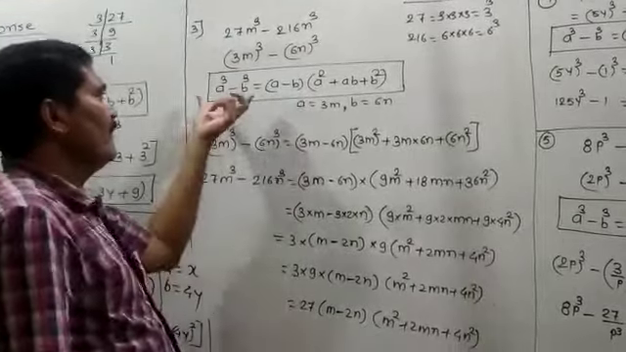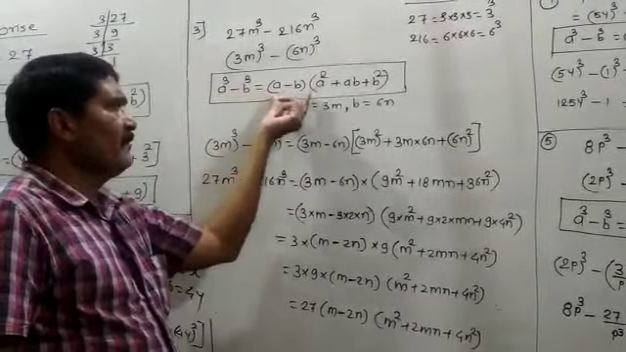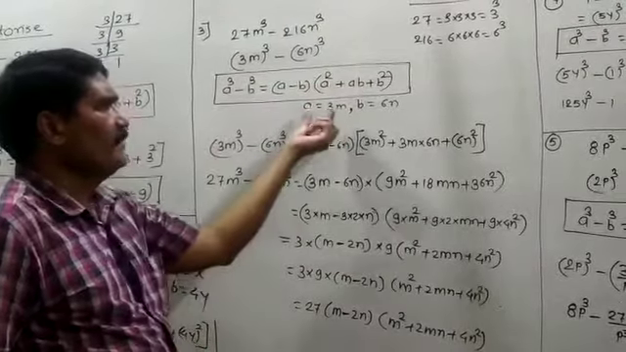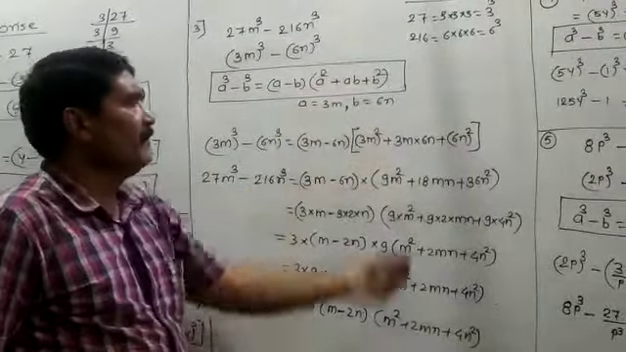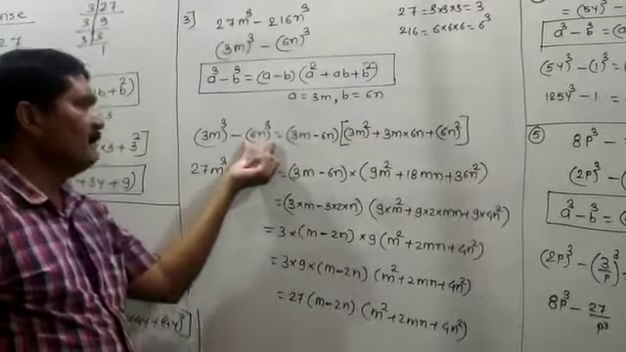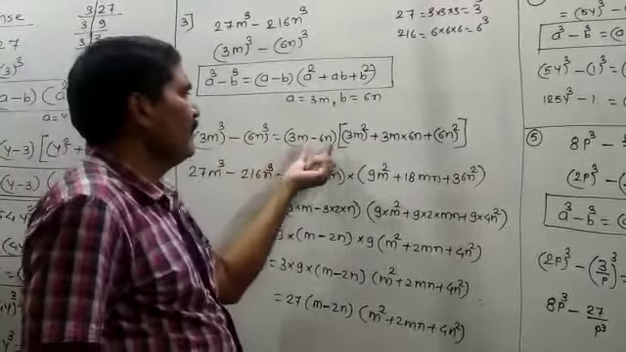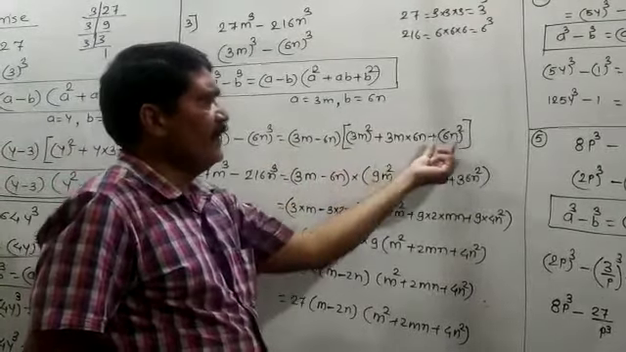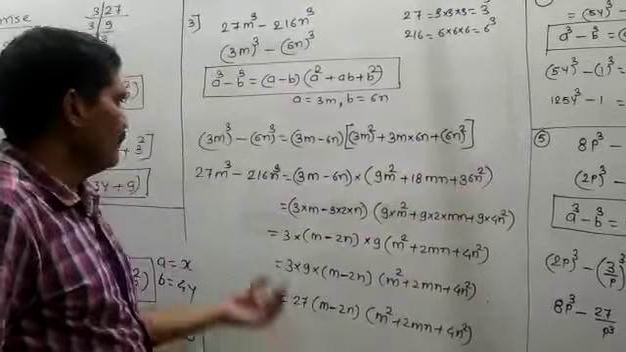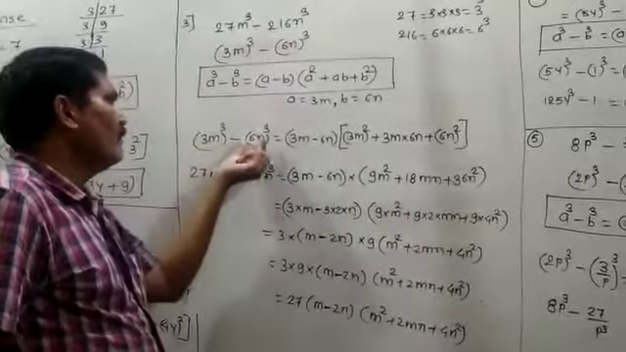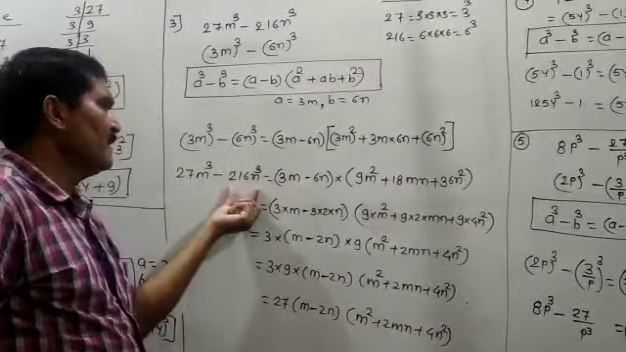Then you have to utilize the identity a cube minus b cube is equal to a minus b in one bracket, a square plus ab plus b square in another bracket. In place of a you have to put 3m, in place of b you have to put 6n. Then 3m bracket cube minus 6n bracket cube is equal to 3m minus 6n in one bracket. This is a square, this is a multiplied by b and this one is b square. So cube of 3m is 27m cube, cube of 6n is 216n cube.